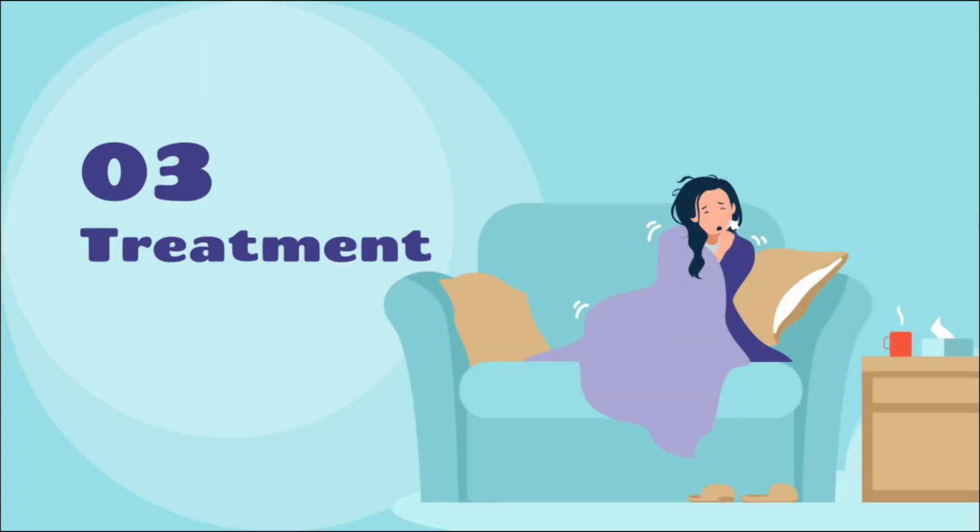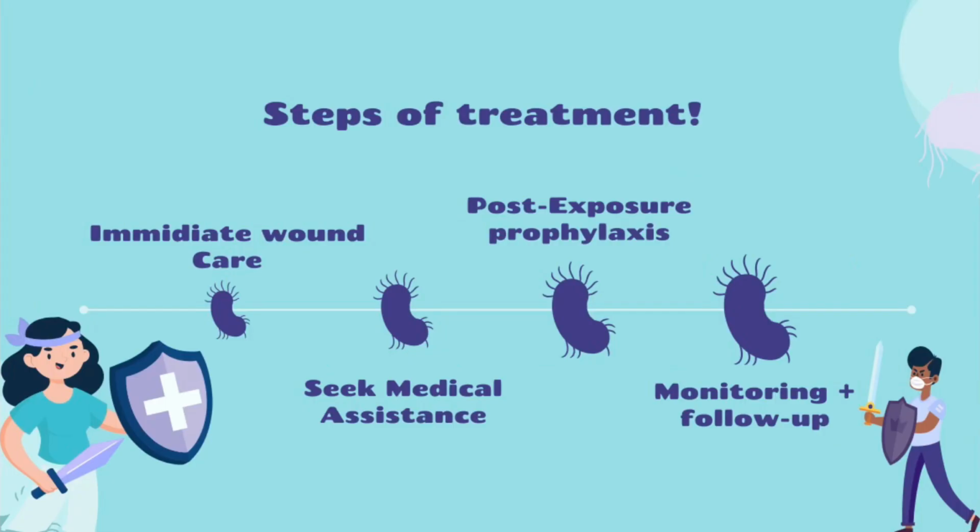3. Treatment. Treating rabies infections in humans involves a multi-step approach aimed at preventing the virus from progressing to the central nervous system and causing fatal encephalitis. It's crucial to note that once clinical symptoms of rabies appear, the disease is almost always fatal. Therefore, prompt and appropriate medical intervention is essential.